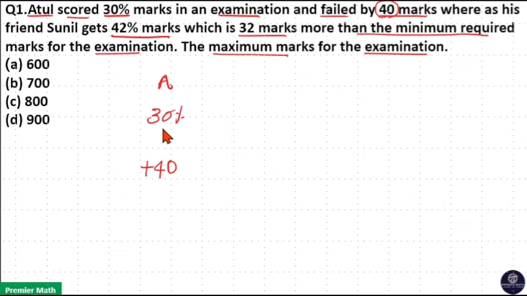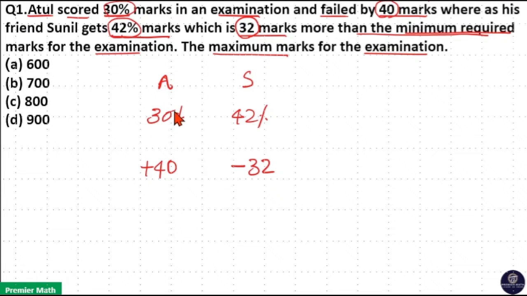That is, minimum mark is 30% plus 40. If he gets 40 more marks, he will pass. So 30% plus 40 is the pass mark. Same way, his friend Sunil gets 42% marks, but he scored 32 marks more than the minimum mark. That is, pass mark is 42% minus 32, because he scored 32 marks more than the minimum mark.